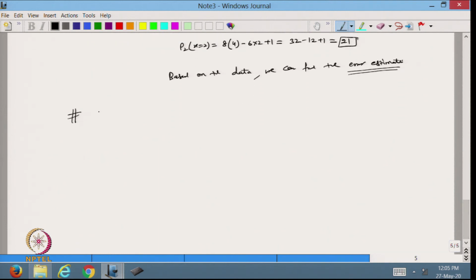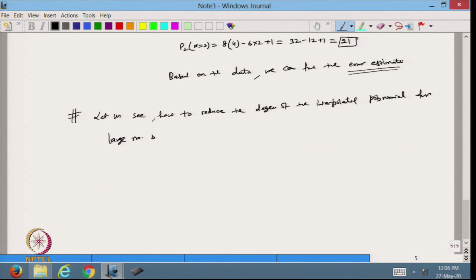Now, we will go for the first drawback. So let us see how to reduce the degree of the interpolating polynomial for a large number of data set.